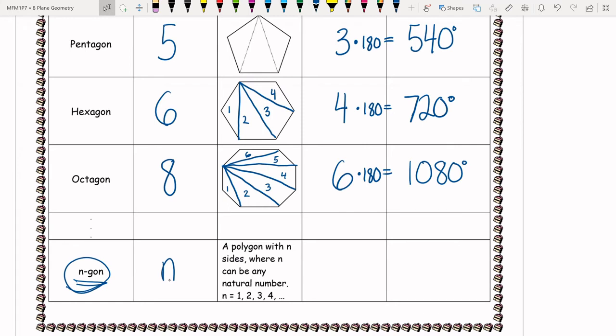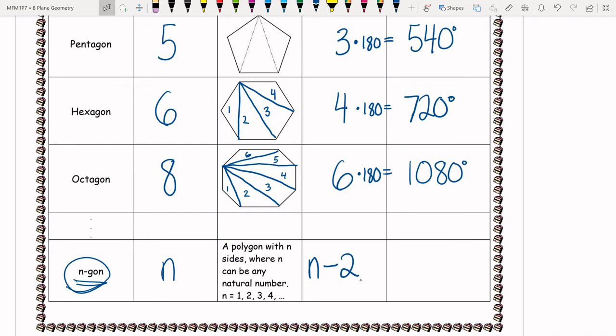And now, how would we go about finding how many triangles are inside our n-gon? What did we do for all these other examples? 5 minus what gave us 3? 5 minus 2. 6 minus 2 gave us 4. 8 minus 2 gave us 6. And so we would take the number of sides from our polygon and subtract 2. That would tell us the number of triangles inside our polygon.